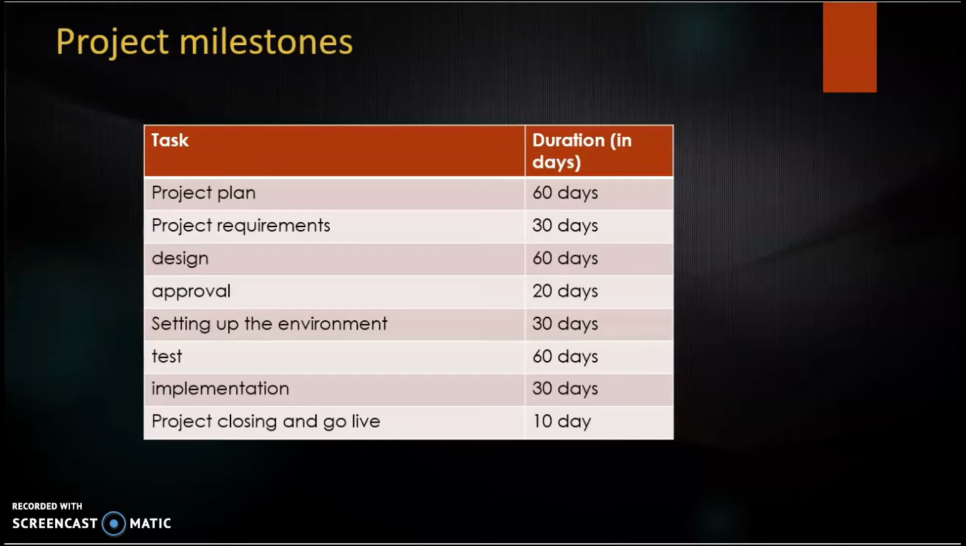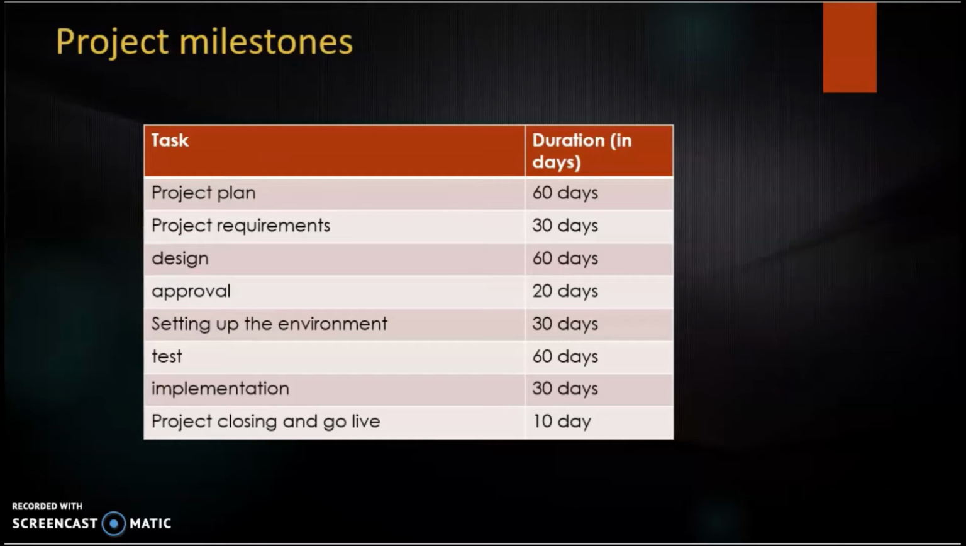The project is planned to be finished within 10 months, and we divided the entire project into 8 steps. Each step will be finished in a specific time period. The maximum days taken for any step is 60 days, and there are even steps that finish within 10 days. As we all know, the first step of the project is the project plan. The estimated time period to complete the project plan is 60 days.